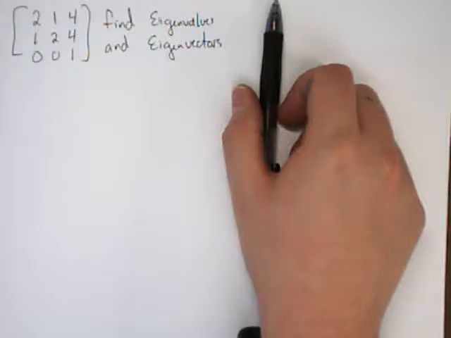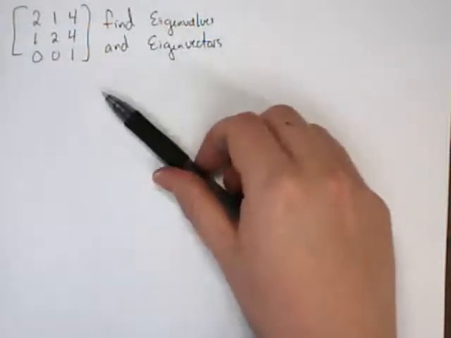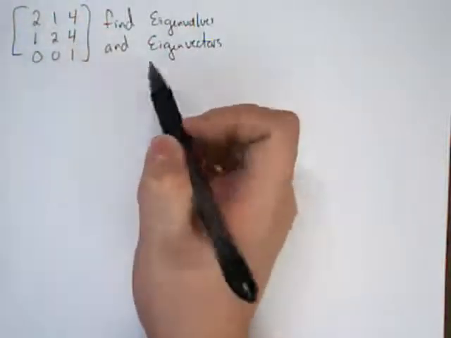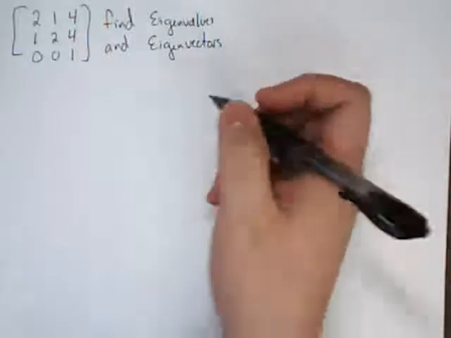In this screencast, we're going to focus on finding eigenvalues and eigenvectors of a 3x3 matrix. Our matrix, 2, 1, 4, 1, 2, 4, 0, 0, 1, is the matrix we're going to look at. The first thing we do is find the eigenvalues.